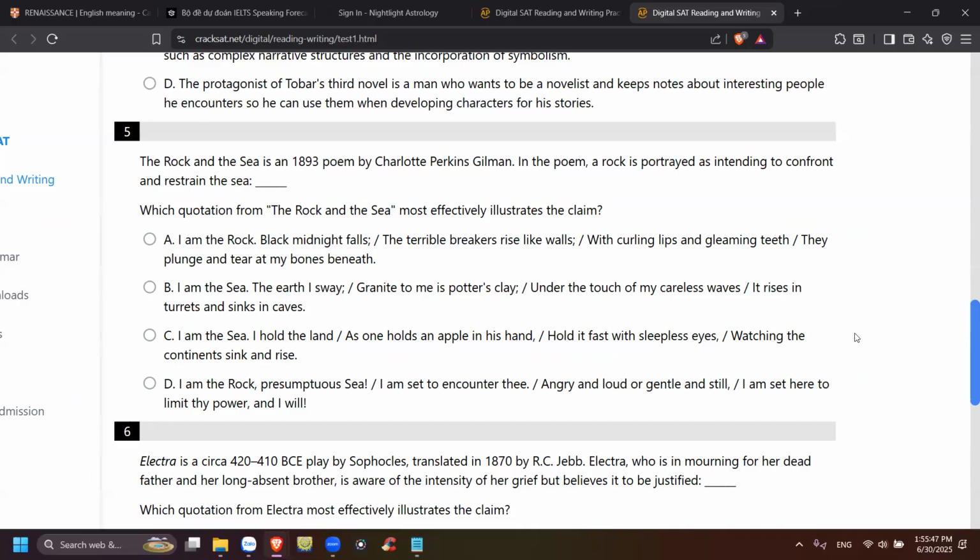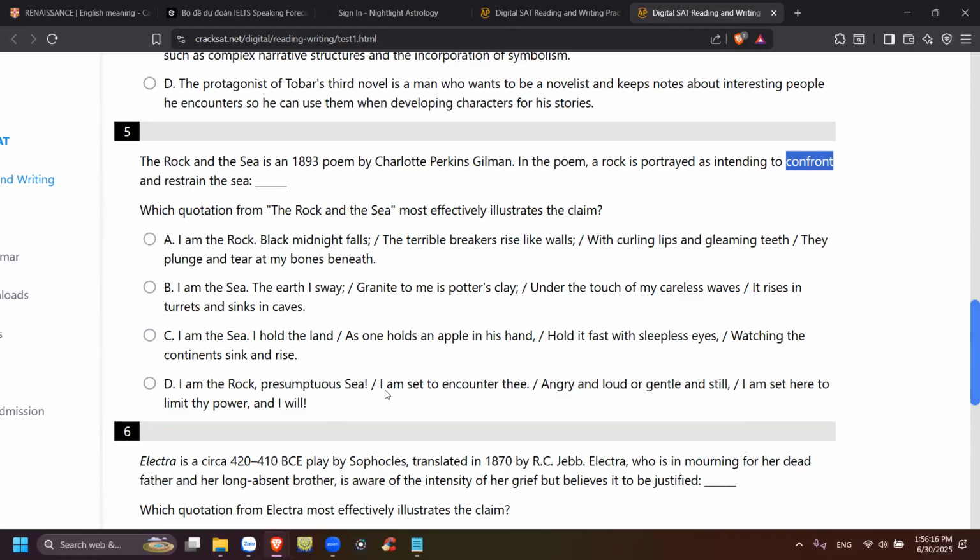Hmm, I think it's either A or D. Exactly. But read carefully. They say the rock is portrayed as intended to confront and restrain the sea. So both: you have to confront it and then you have to restrain the sea. Yeah, I think it's D. D will be the better answer.